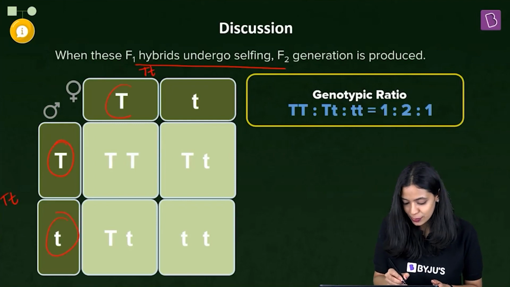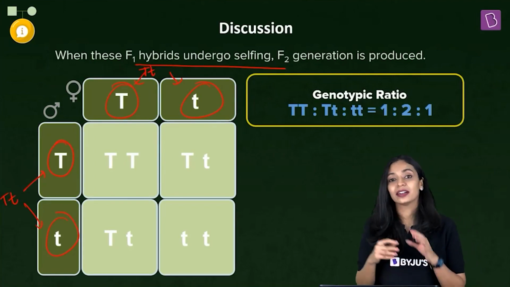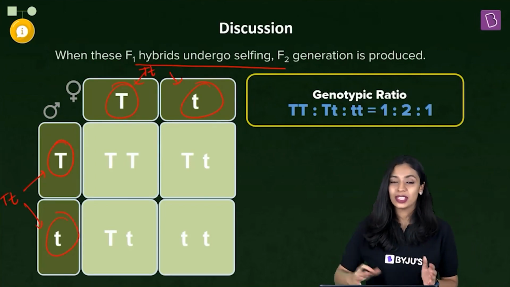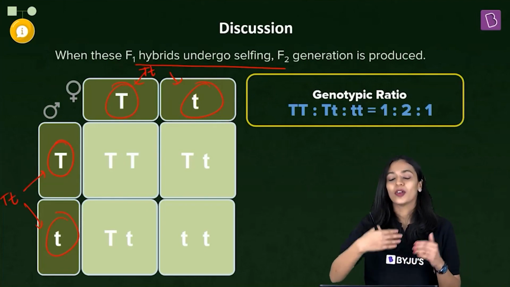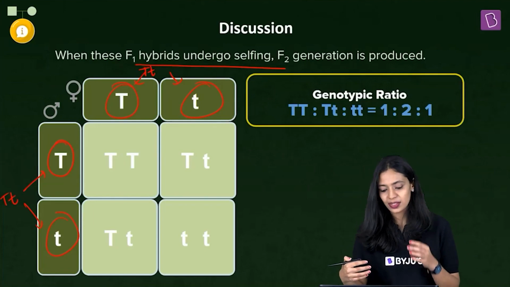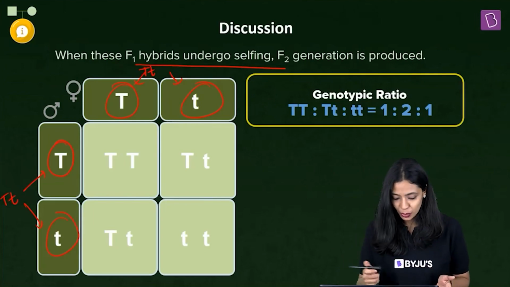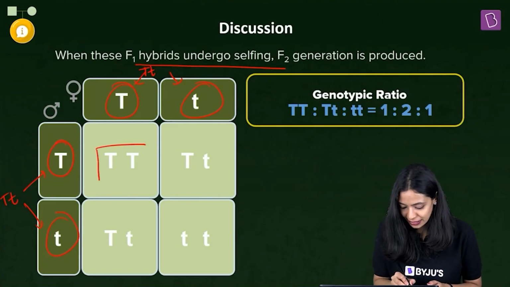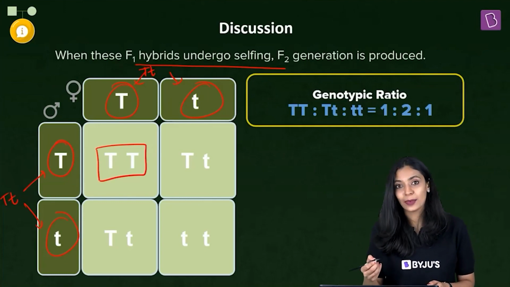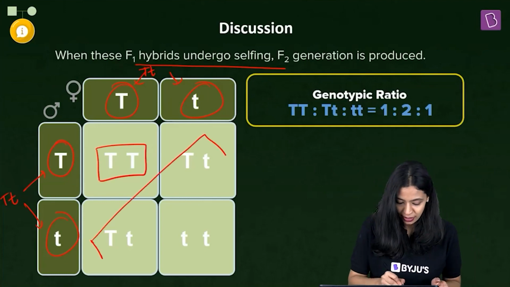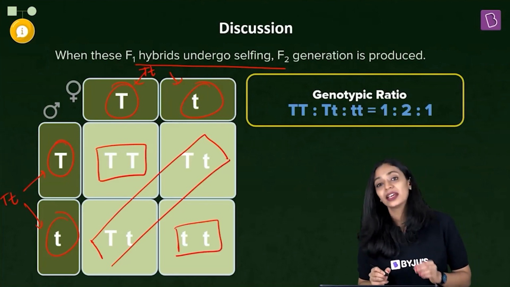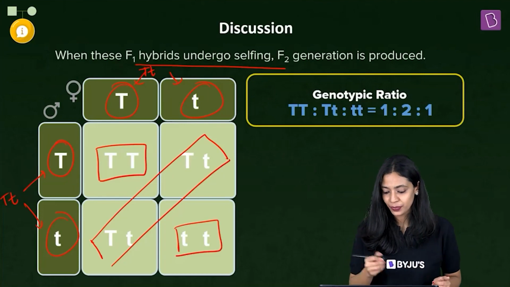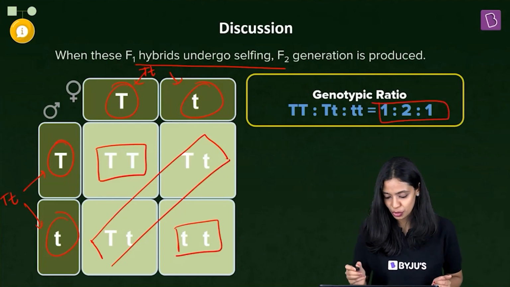So two types of gametes will be produced. Each parent will produce 50% gametes that carry the allele capital T and 50% gametes that carry the allele small t. Okay, now the offspring that is produced as a result of this cross is called the F2 generation. Here you can see there are three types of genotype. There's one capital T capital T, homozygous dominant. There are two that are heterozygous dominant, and there's one that is homozygous recessive. So the genotypic ratio will be 1:2:1.